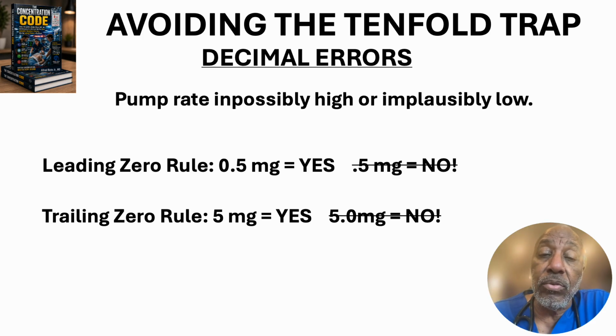Trailing zeros work in the opposite direction. Never write 5.0 milligrams when you mean 5 milligrams. The trailing zero after the decimal point can be misread as 50 milligrams. Write 5 milligrams, not 5.0 milligrams.